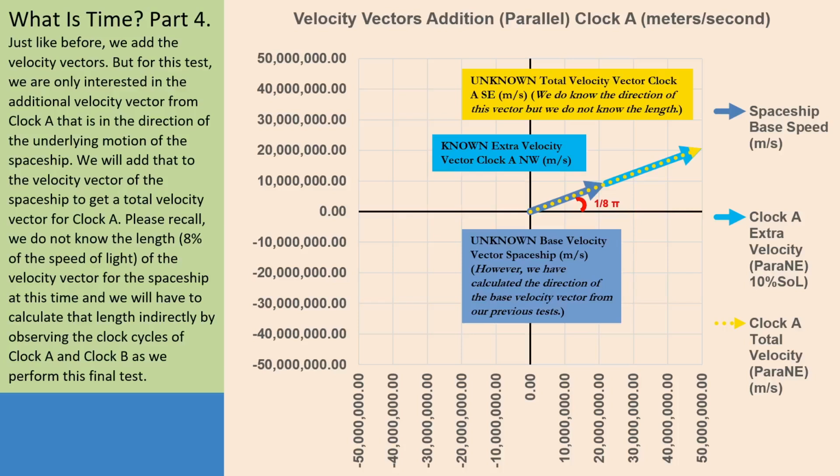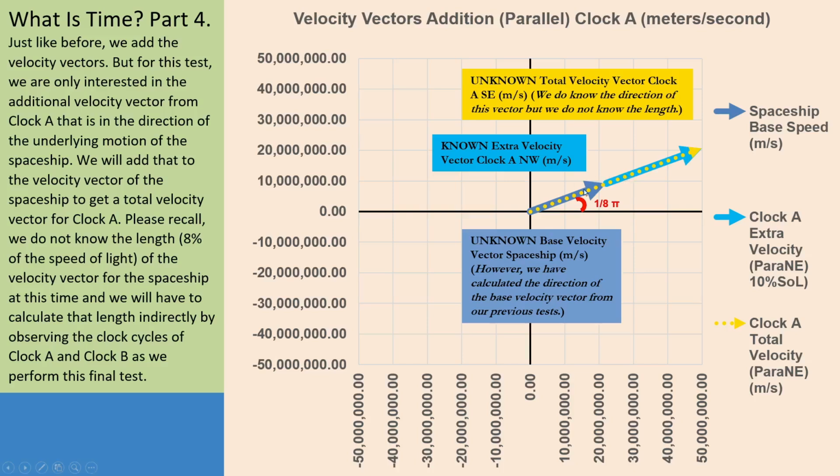Just like before, we add the velocity vectors. But for this test, we are only interested in the additional velocity vector from clock A that is in the direction of the underlying motion of the spaceship. We will add that to the velocity vector of the spaceship to get the total velocity vector for clock A. Please recall we do not know the length, 8% of the speed of light, of the velocity vector for the spaceship at this time, and we will have to calculate that length indirectly by observing the clock cycles of clock A and clock B as we perform this final test.